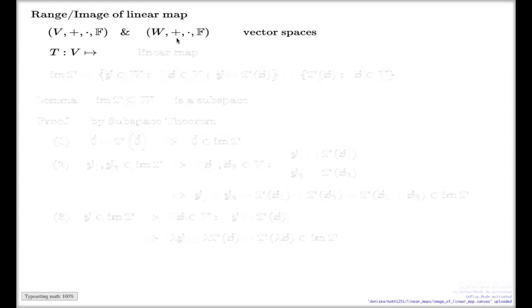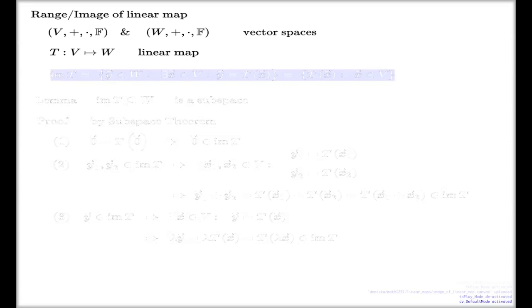Look at this. So here's my typical setting of a linear map. Here's a quadruple for the domain. Here's a quadruple for the codomain. Here's my two vector spaces. T is a linear map. Look how I'm going to define the image of a linear map.